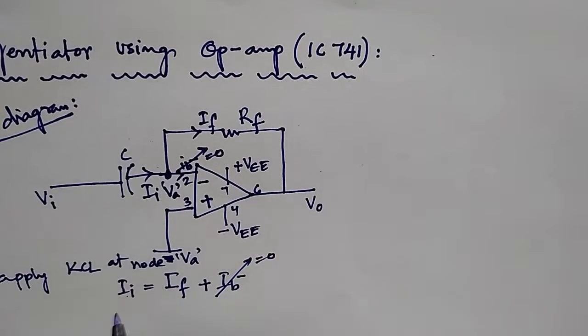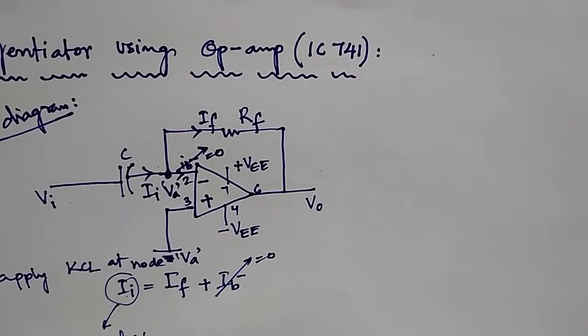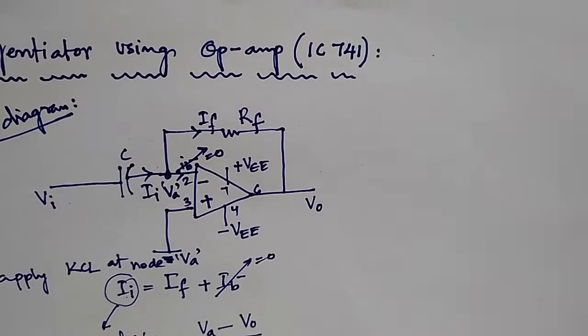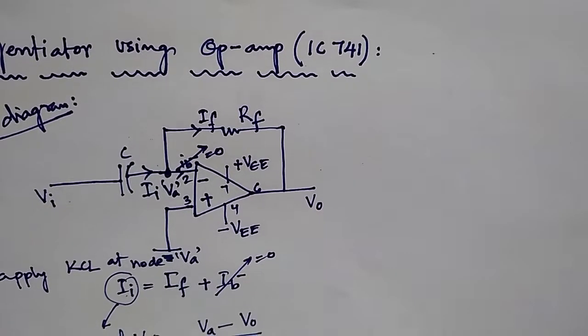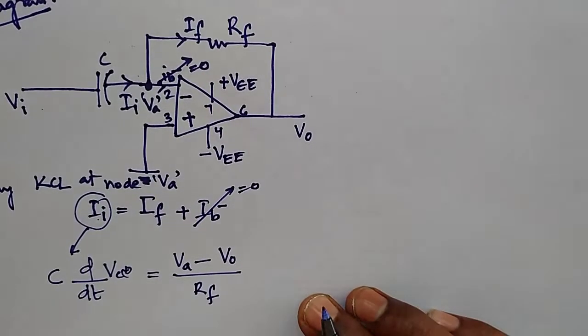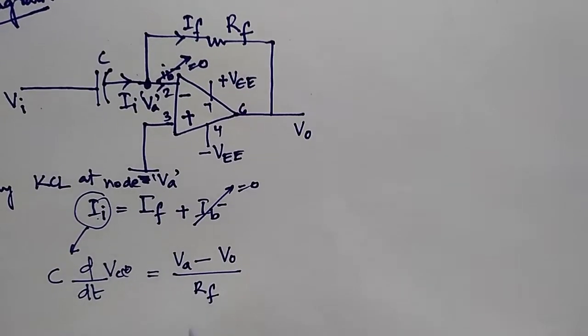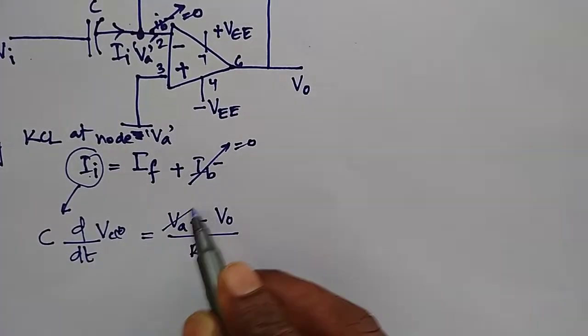So the input current is the current passing through the capacitor, which can be represented as II equals C into d by dt of the voltage drop across the capacitor, with respect to time. And IF is the starting voltage VA and ending voltage V0, divided by the resistance value RF.